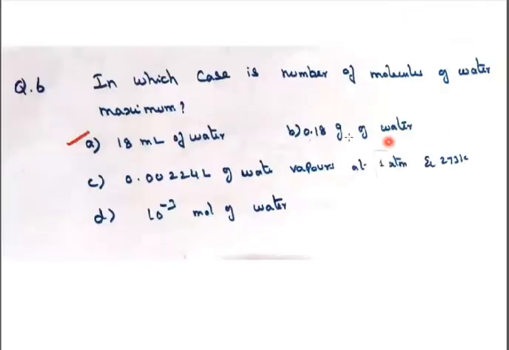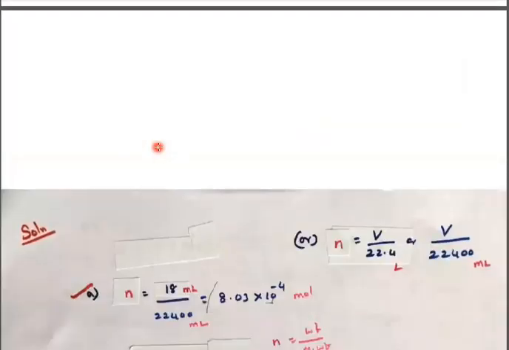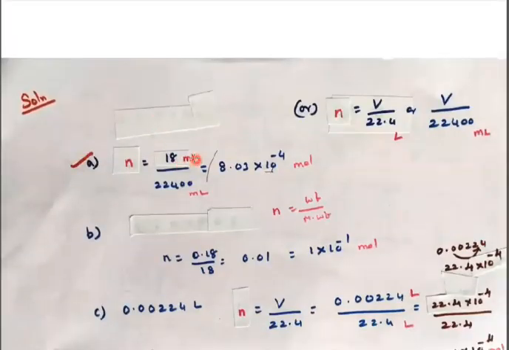In the first option, they have given 18 ml of water. To find the number of moles, this formula is substituted: 18 ml divided by 22,400 ml, and we get 8.03 into 10 to the power of minus 4 moles. We also know N is equal to weight by molecular weight. If it is given in grams, use this formula. If it is given as volume, use the other formula.